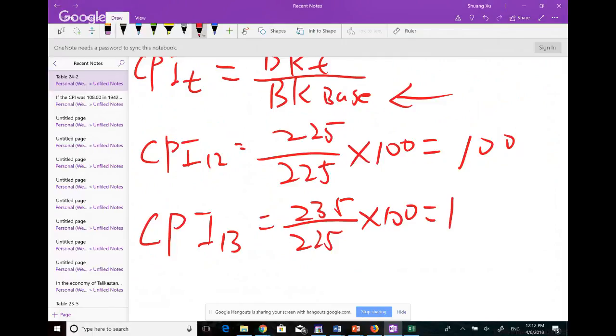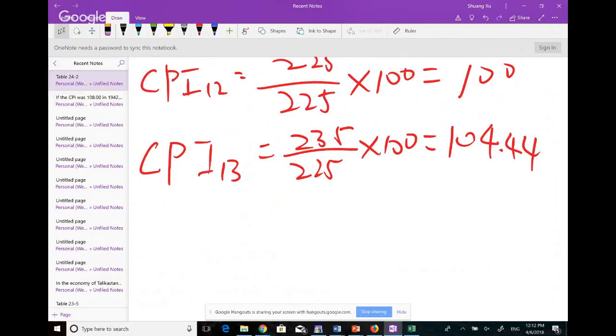104.44444. So 104.44. And then guys, always keep 2 decimals. Okay. So last step, inflation for 2013. Now we cannot find inflation for 2012 because to find inflation for 2012, we need to know what the CPI for 2011 is, but we don't have that for this question.